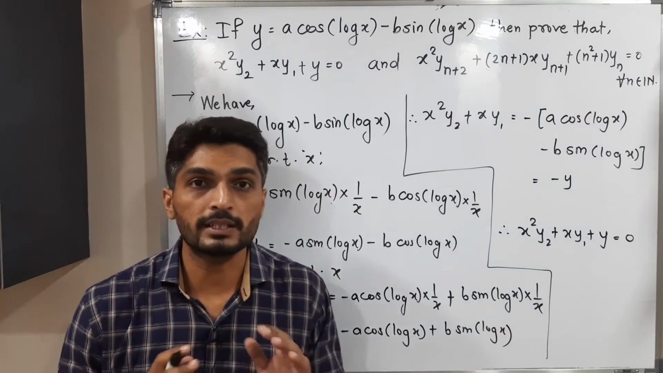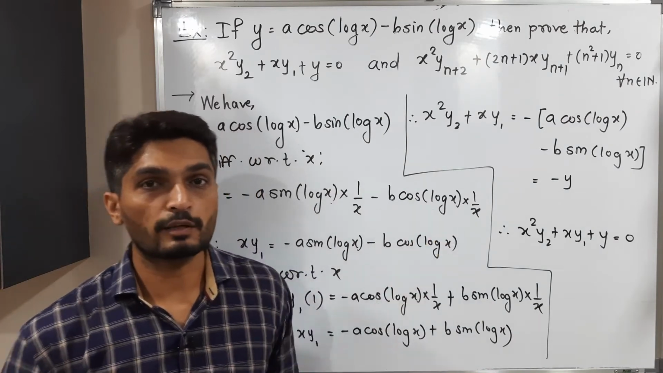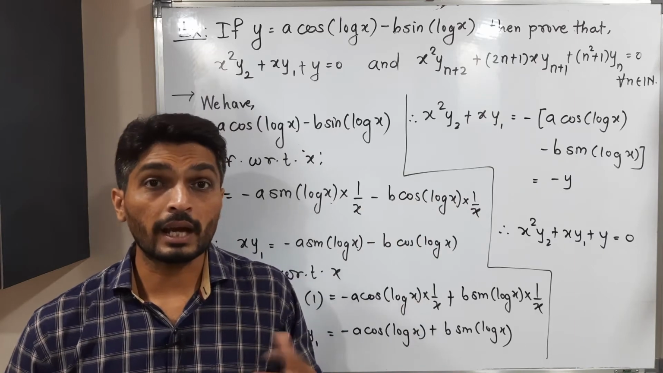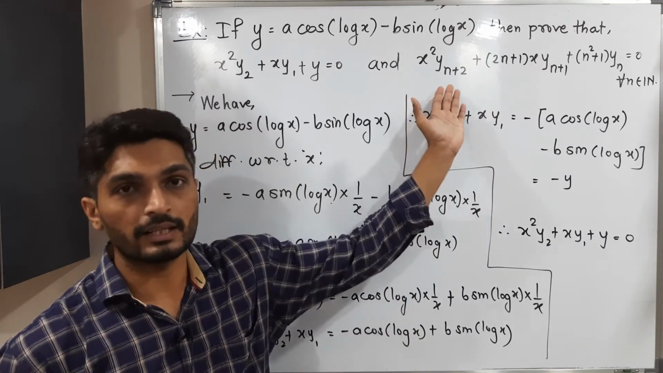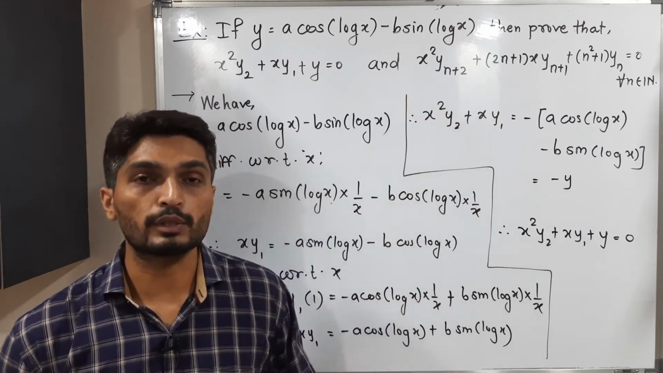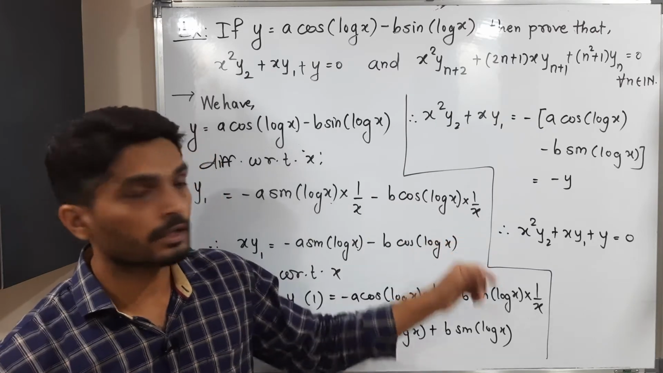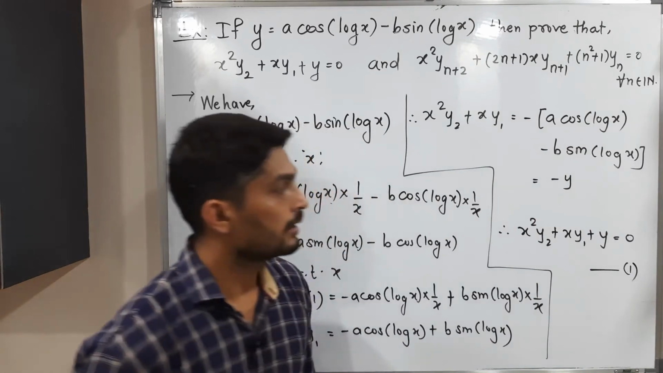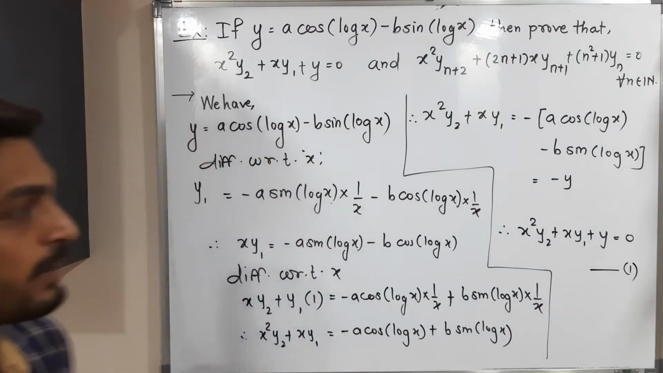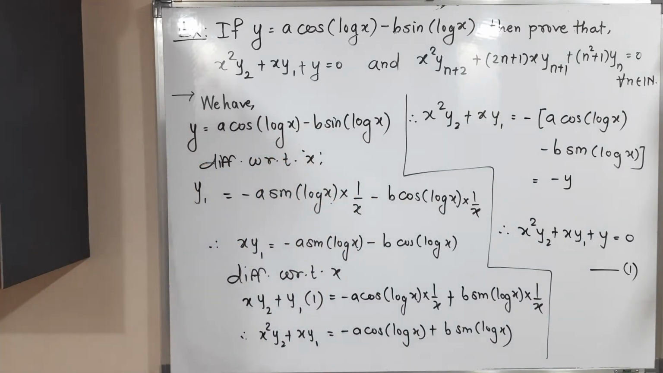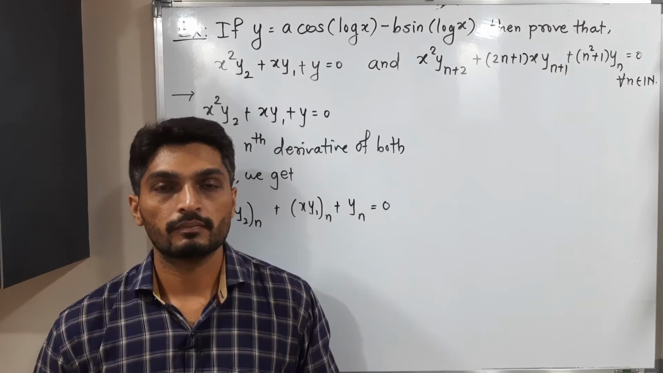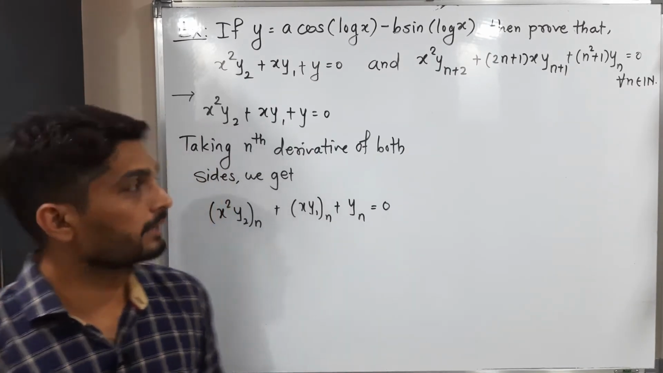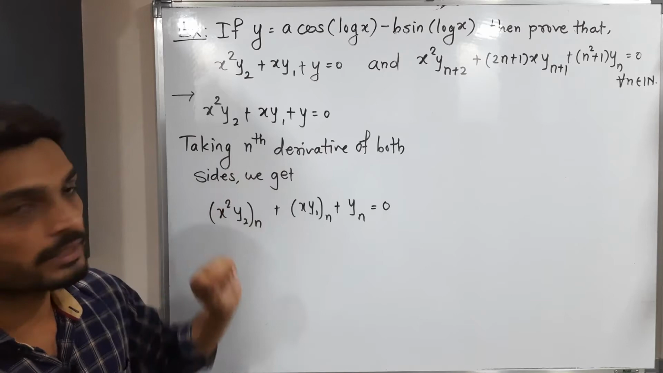So the first part is done. Now we have to focus on the second part. In the second part, we have to take the nth derivative. As you can see here, there is y n plus 2, y n plus 1. Obviously, we have to take the nth derivative of this equation number 1. There is no more space to write, so make a screenshot of it and then we will go further. See, by taking the nth derivative of both sides, what will happen?